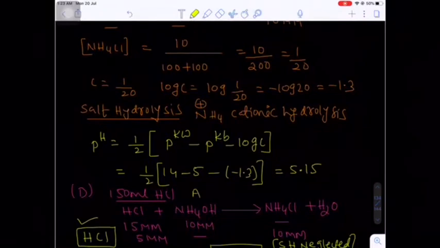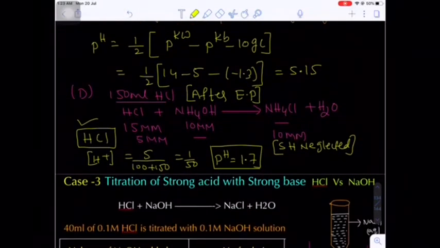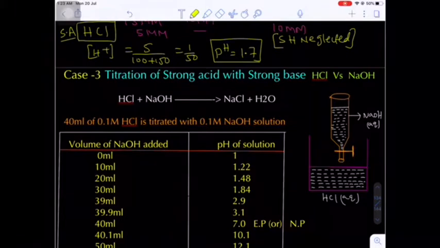At the equivalence point, only salt will be formed, and the pH of the solution is estimated with the help of salt hydrolysis. Now, the fourth case: after the equivalence point, you have NH4Cl salt in the solution along with hydrochloric acid. But hydrochloric acid being a strong acid, we can determine the pH of the solution with the help of the strong acid only. Are you getting my point?